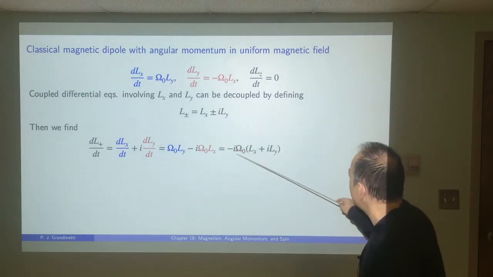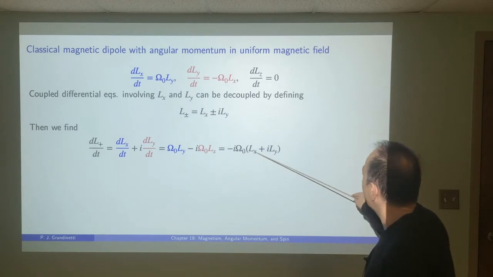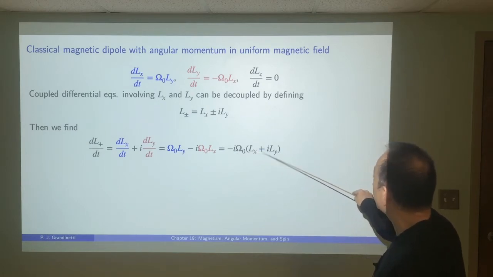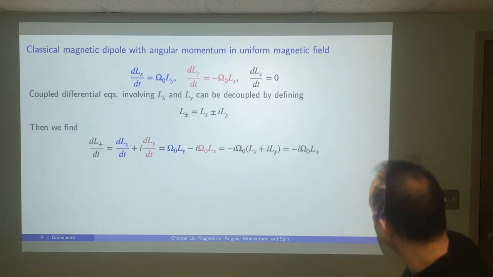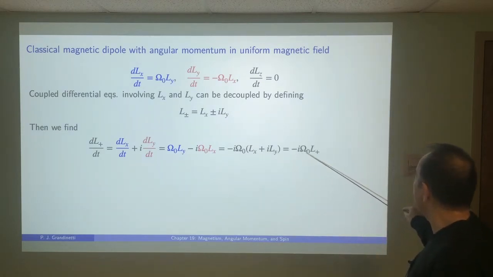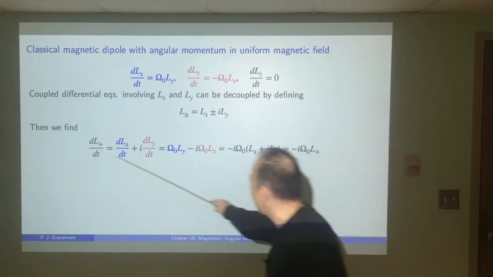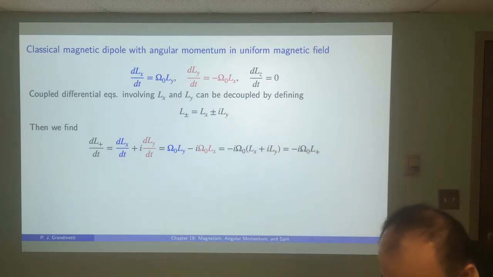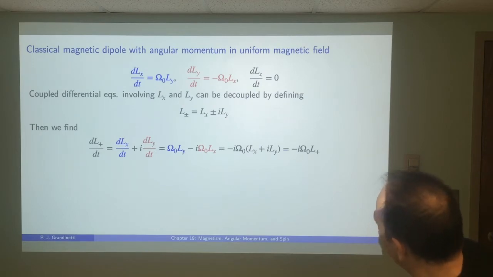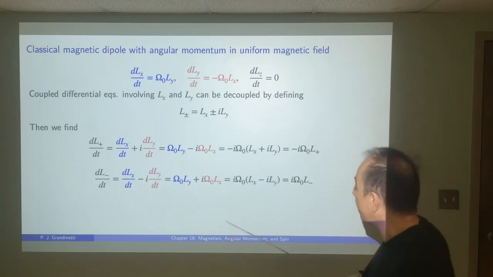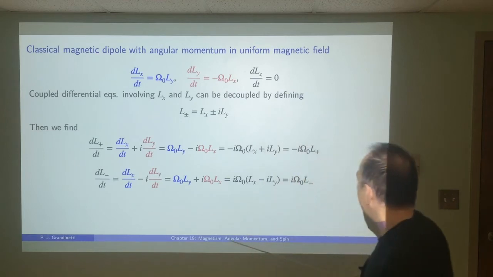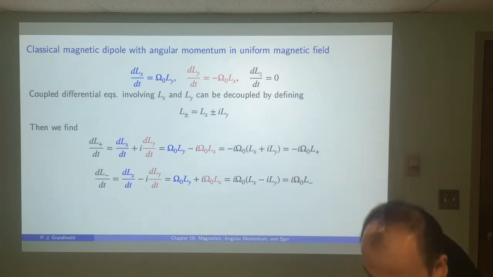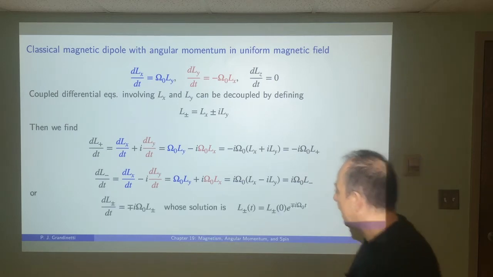And then you can see that I can group terms together, and this gives me minus i omega naught times Lx plus i Ly, and that looks like minus i omega naught L plus, and you can see now I've decoupled the differential equation. So this is very similar to those raising and lowering operators approach that we used before. Similarly, I'll do the same thing with L minus, and you see I get a decoupled equation. So now I have two decoupled differential equations, and I know their solution.